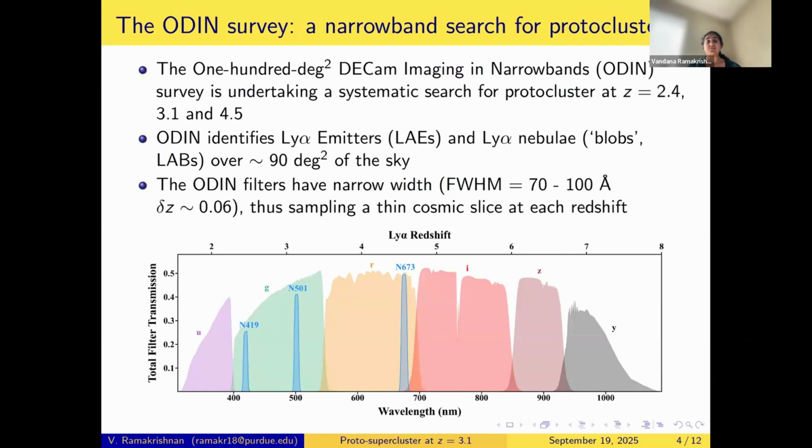The narrow width of the Odin filters is useful because it allows us to sample a very thin slice of the universe, right? And because it's a very thin slice, because the line of sight distance you're looking at is quite small, the 2D distribution of matter is actually pretty close to the 3D distribution, right? And this can be very useful for identifying these protoclusters, because if you have a very large line of sight distance, then foreground or background interlopers can make it very hard to identify where there are overdensities of galaxies corresponding to these massive structures.